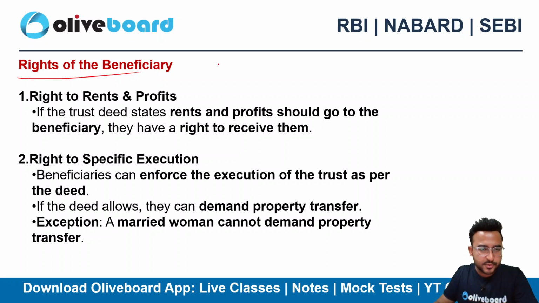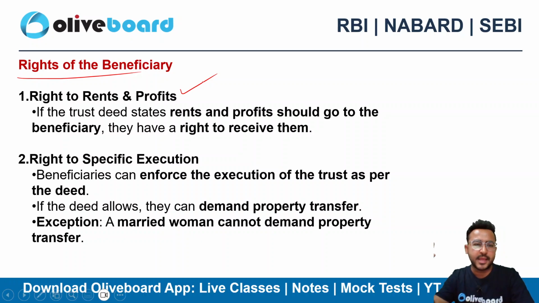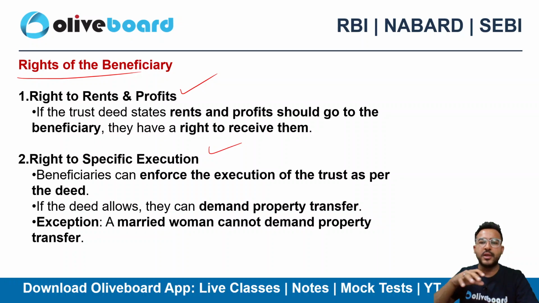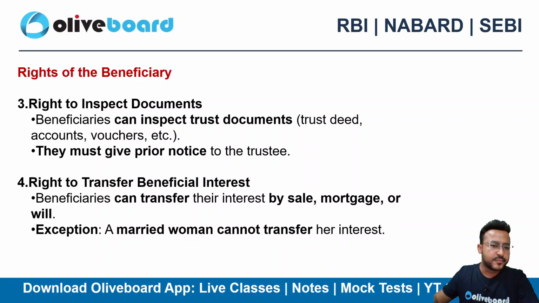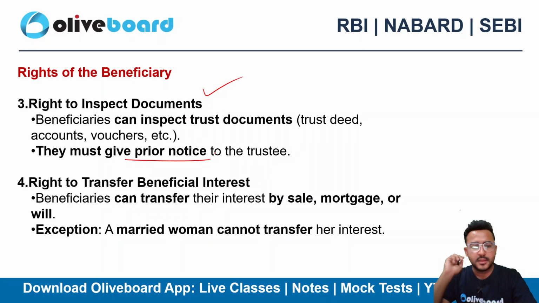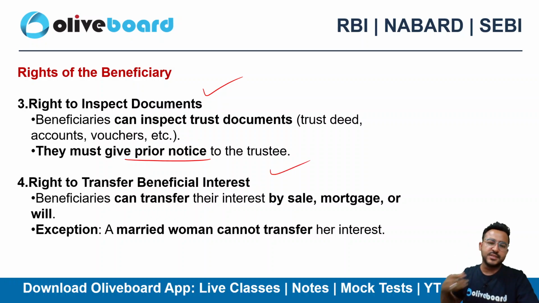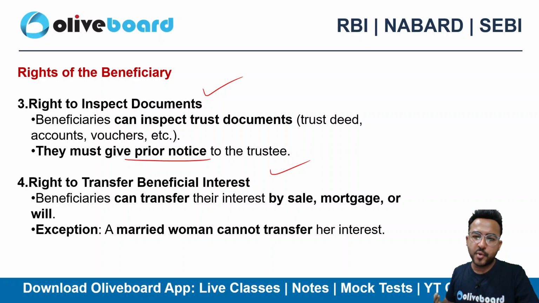So let's discuss some of the rights of the beneficiaries as well. Right to rent and profit, तो जो भी रेंट आ रहा है, प्रॉफिट आ रहा है, वो बेनिफिशियरीज को जाना चाहिए. Right to specific execution, if they want the trust to work in a specific manner then they can do so. Right to inspect documents, they can definitely inspect documents at any time, but they need to give a prior notice to the trustee. Right to transfer the beneficial interest, they can transfer their interest to somebody else, they can sell it, they can mortgage it, they can transfer it through will as well. Okay.